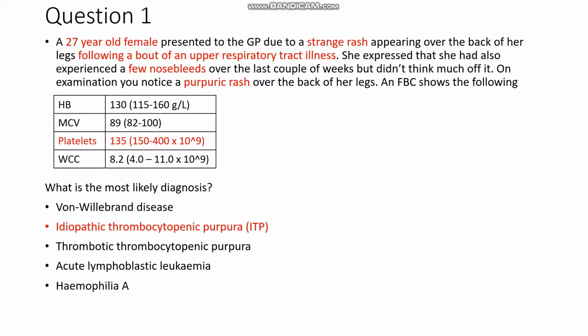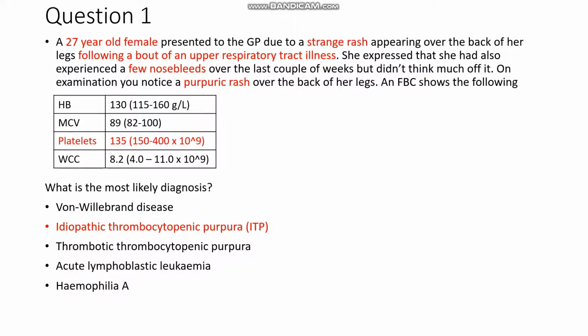So let's start with a 27-year-old female. ITP is much more common in those women of childbearing age. So that's a good demographic that kind of helps us confirm the diagnosis. Now, this strange rash appearing over the back of her legs, we know it's a purpuric rash from later on. So therefore, we can already tell there's some degree of issue with clotting going on. And this is because we're having bleeding underneath our skin, so therefore we're getting a purpuric rash.